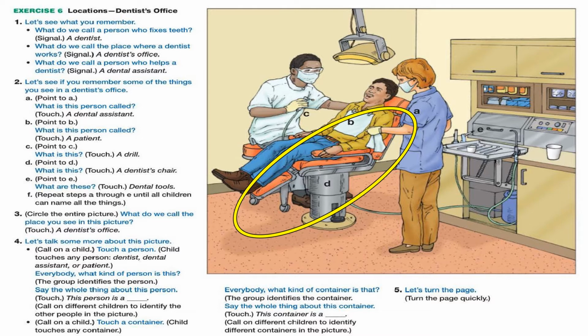Yes, a dentist chair. What are these? Get ready. Yes, dental tools. What do we call the place you see in this picture? Get ready. Yes, a dentist's office. Let's talk some more about this picture.